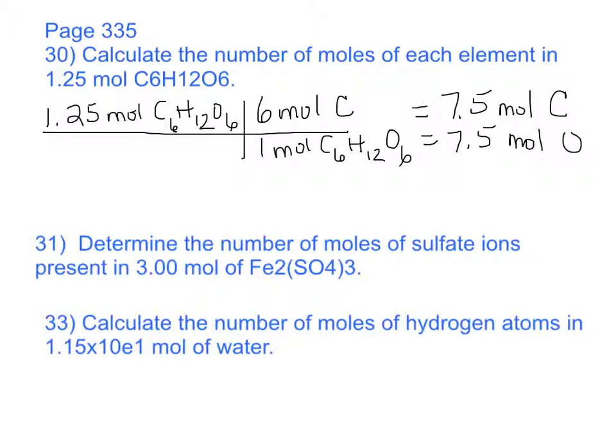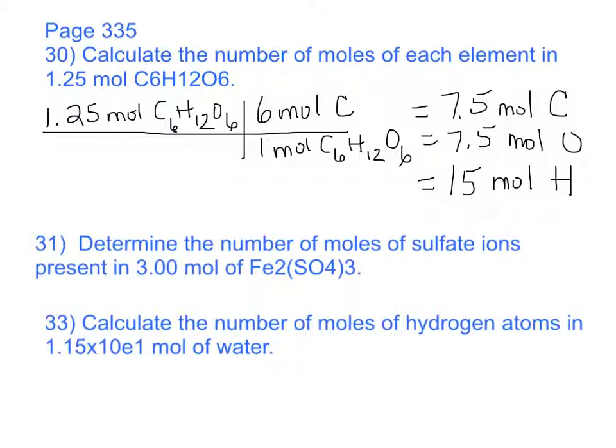Now, what is the relationship between the hydrogen and the carbon? That's right, there's twice as many hydrogens as carbons. So let's see, 7.5 times 2 would be 15 moles of hydrogen. So that's all there is to it. You're just really multiplying by the ratio of the atoms in the formula.